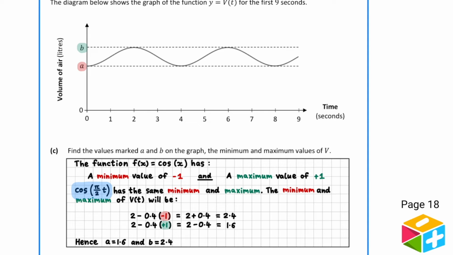So the answer here is that the minimum value for our volume, A, is equal to 1.6, and the maximum value of the volume, B, is equal to 2.4.